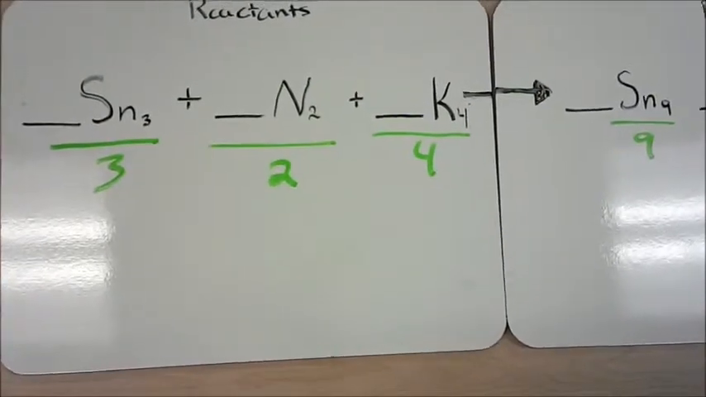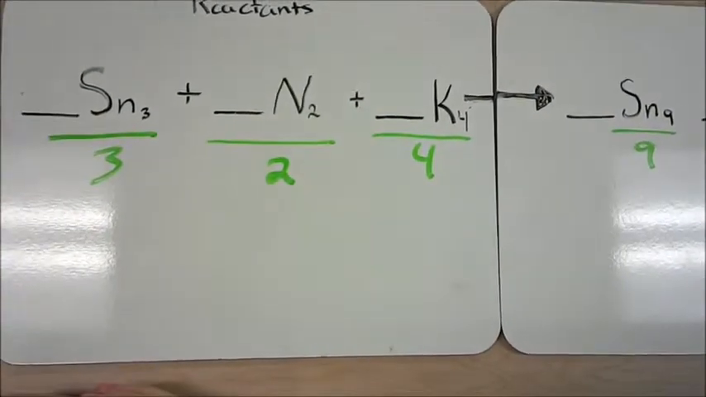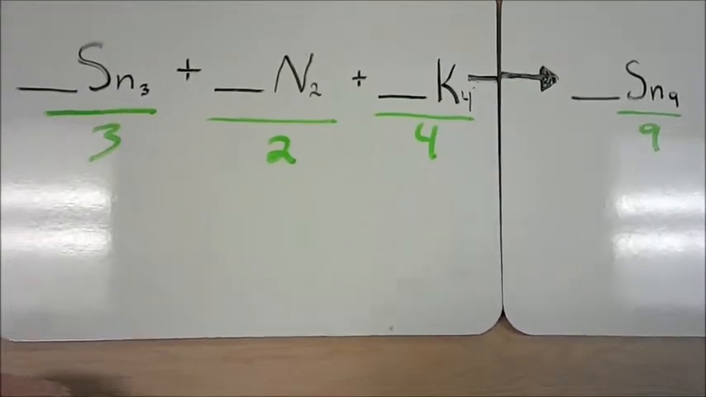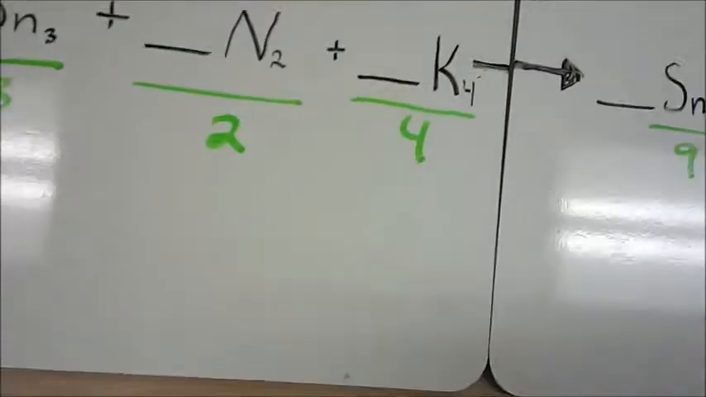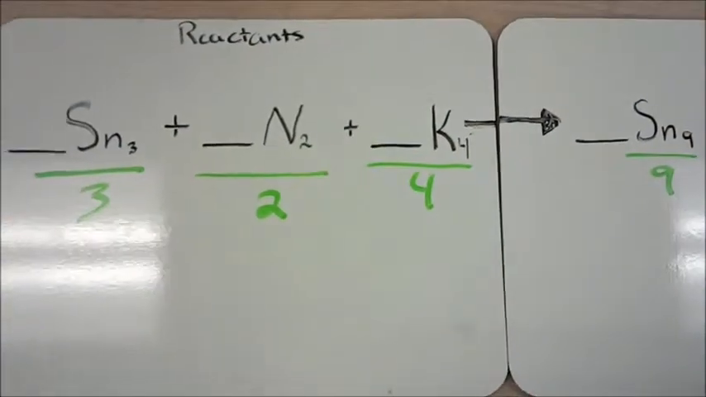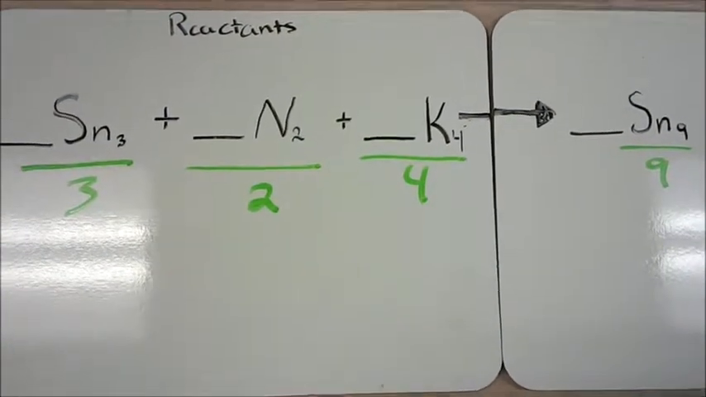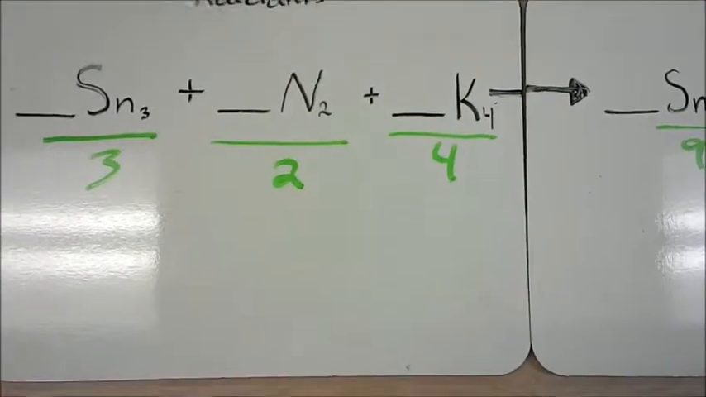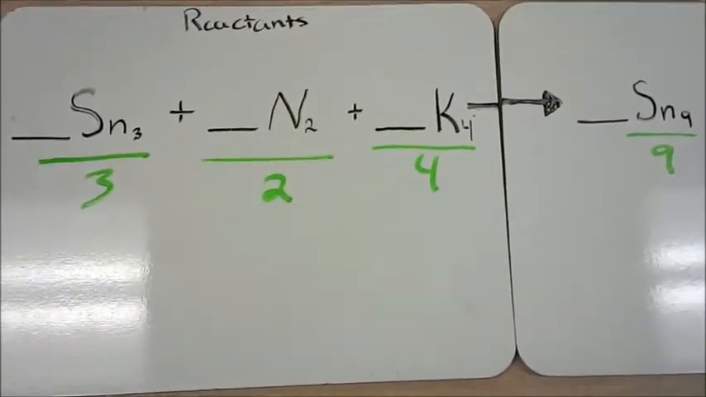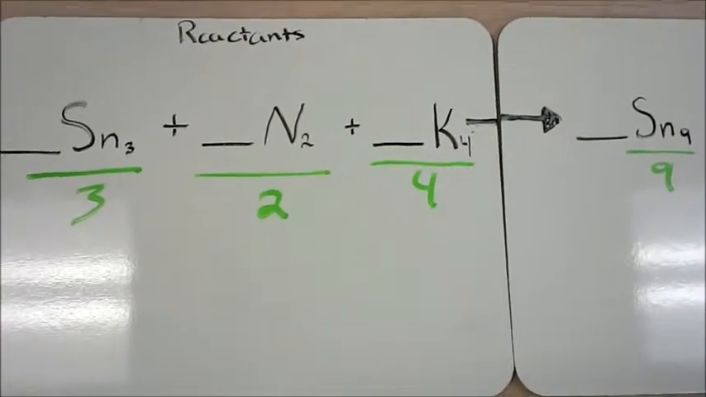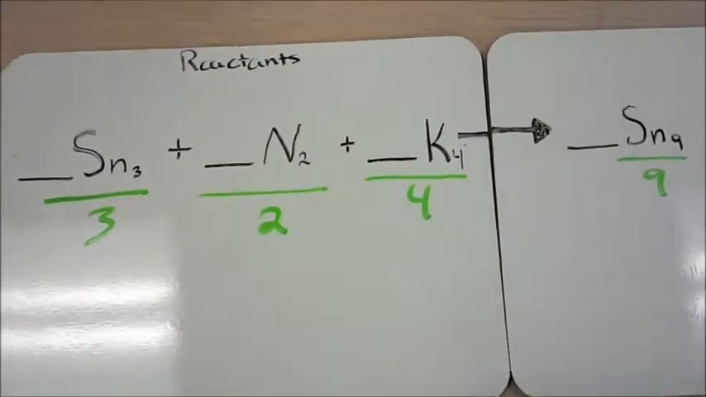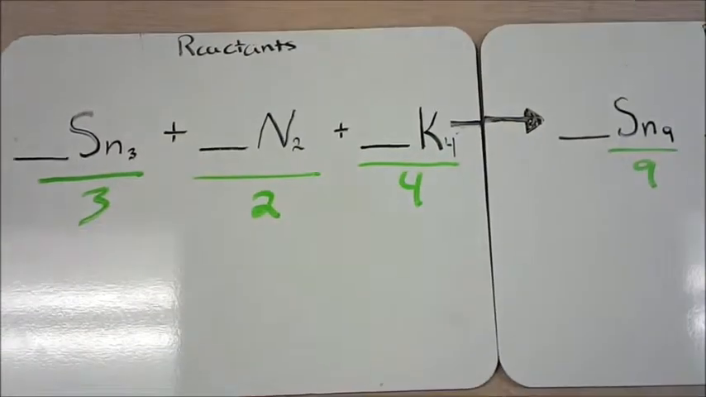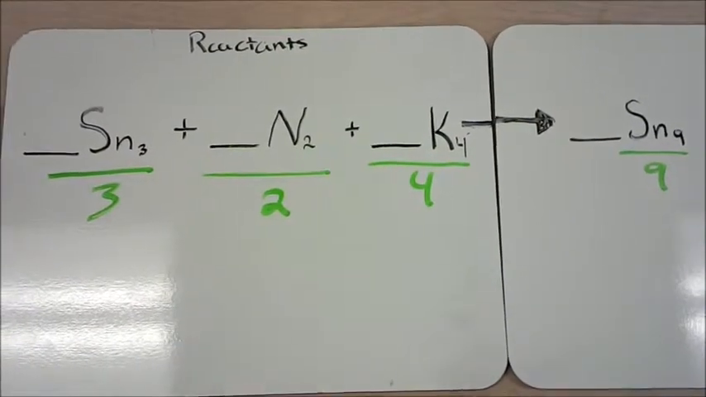What you want to do with chemical equations is make the number of atoms on the products and reactant side balanced or equal. The reason we try to balance them is because of the law of conservation of mass, which states that in a chemical reaction the mass of the products equals the mass of the reactants, which is what we have here. So now we see we have SN3 and SN9.